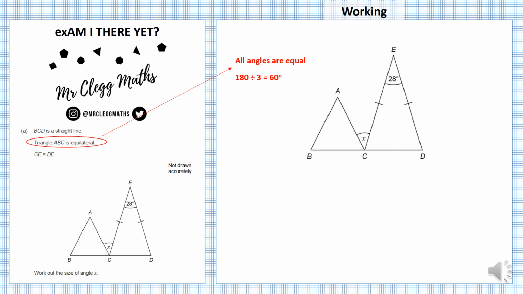We know that the angles in a triangle add up to 180, so if I divide that by 3, I know that actually each angle in this triangle is worth 60 degrees. Because they're all equal, they've got to add up to 180.